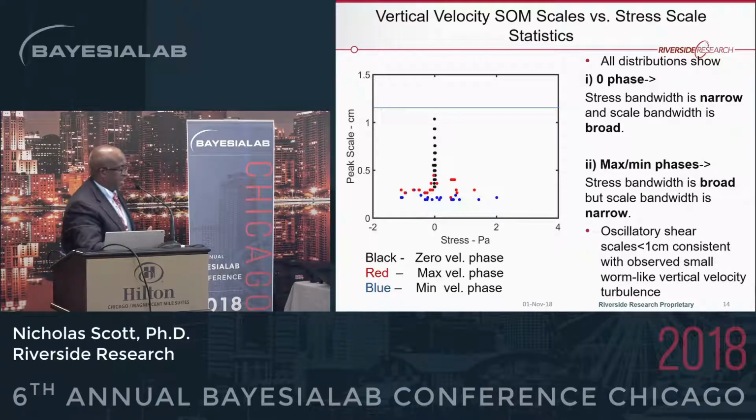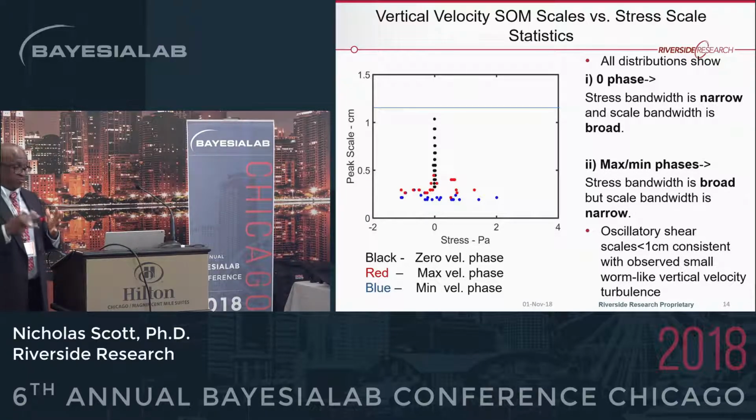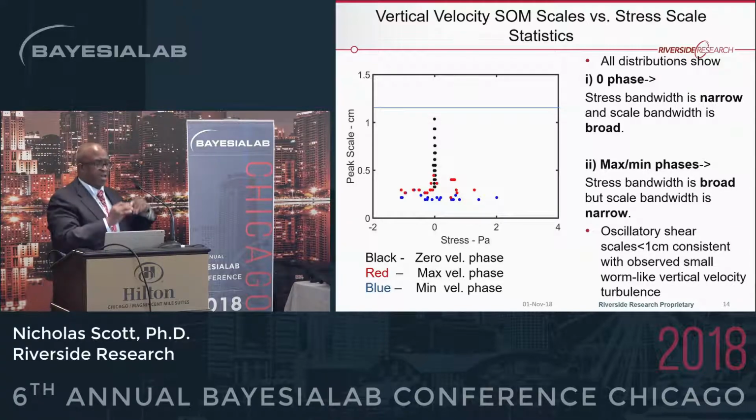It's consistent again with how turbulence behaves. As you stir your coffee, you produce these very, very small eddy structures, and the bandwidth is not very large. Actually, the scale bandwidth is pretty narrow. The stress bandwidth is very, very large. At the zero phase it's the opposite.